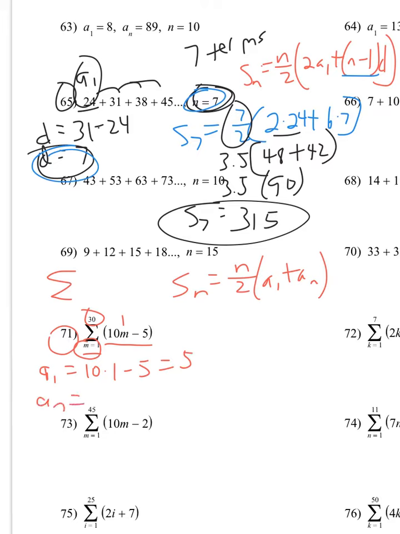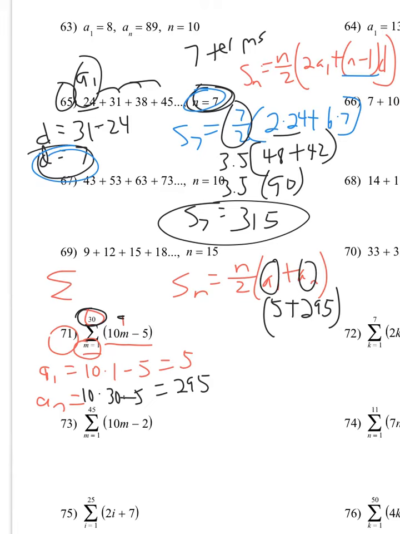An, which would be my last term, is where I plug in the number up on top of the sigma symbol. So the very last one I'd have to plug in, which is 30. If I put 30 in there, I would have 10 times 30, subtract 5. Well, that'd be 300, and then subtract 5, that'd be 295. So I know what a1 is, 5, and I know what an is, 295. So I really know these two things inside my sum formula.